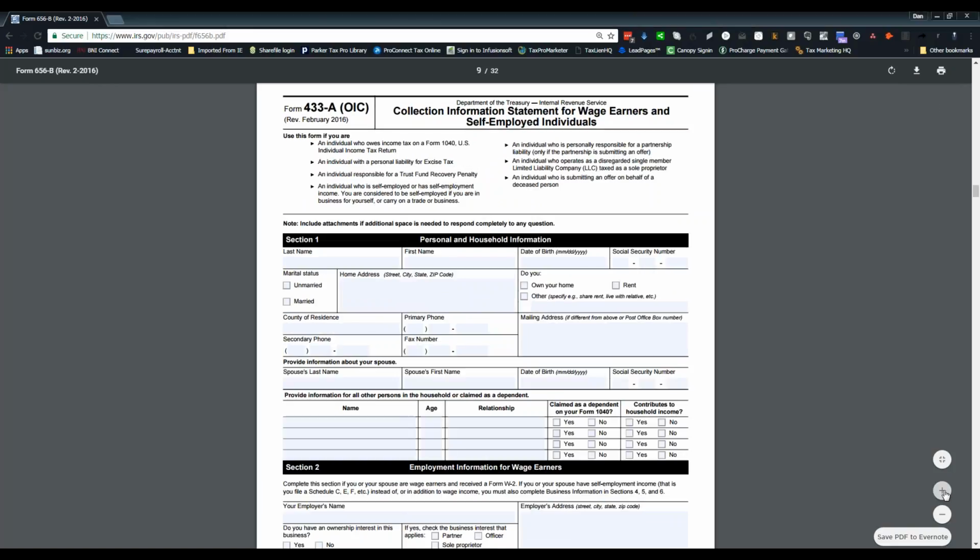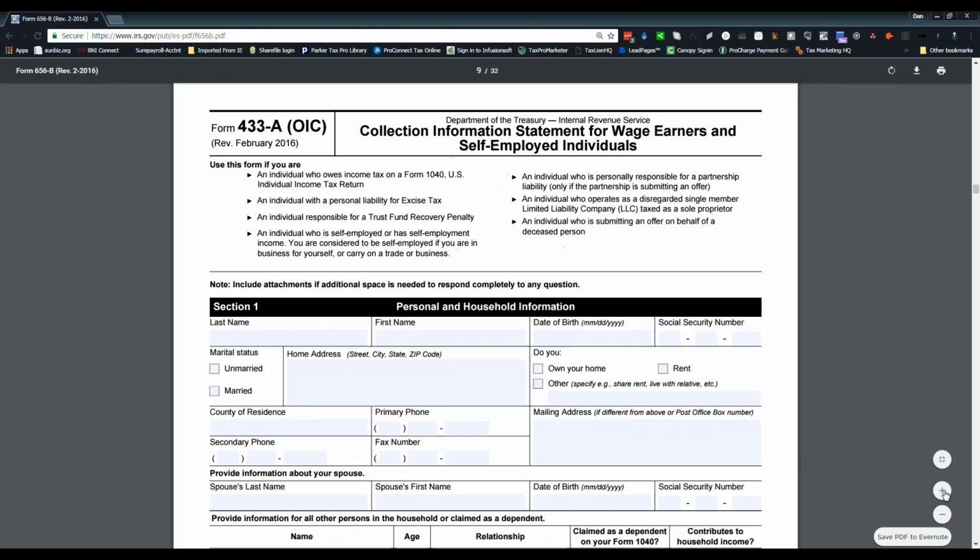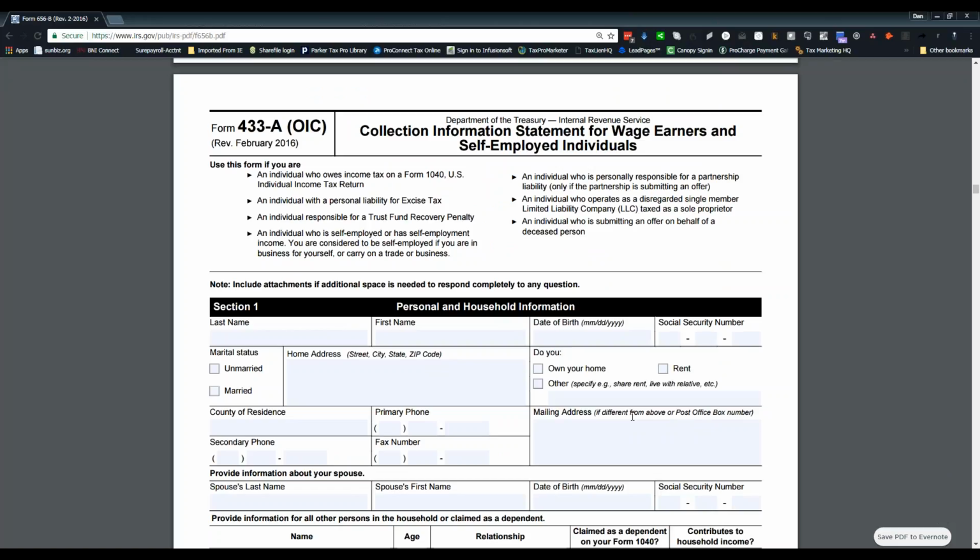Okay, so on the screen you can see the offer and compromise version of the Form 433A. I'll make this a little bit bigger so you can see the form better. If you want to play along, go to irs.gov, go to the forms section, and look for Form 656-B, as in boy. This is where these forms are located. That is the offer and compromise booklet, as it's called. This is where I'm following along.